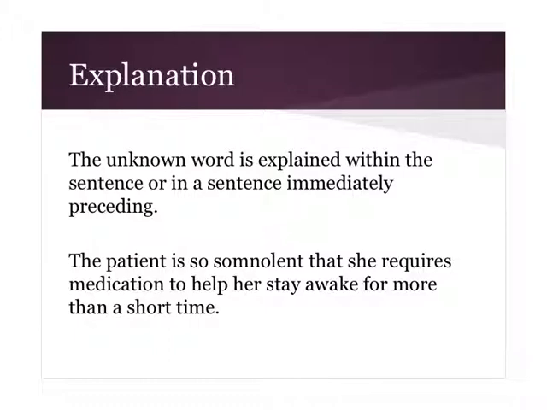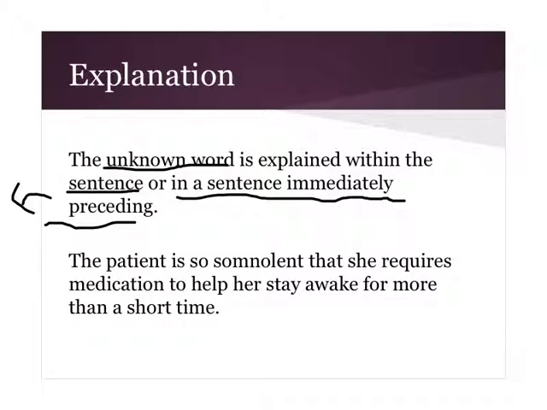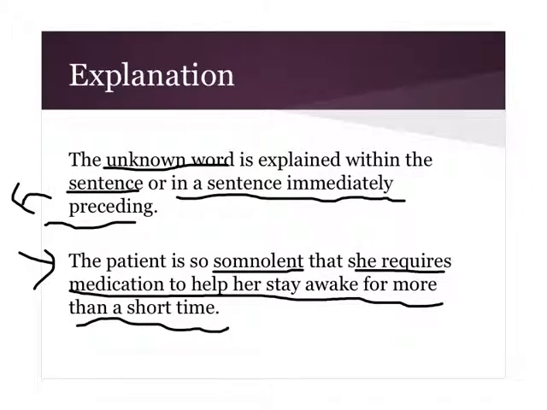Another strategy when using context clues is looking for an explanation. Here, the unknown word is explained right in the sentence, or perhaps in a sentence immediately preceding or coming before the unknown word. Let's look at the example. The patient is so somnolent that she requires medication to help her stay awake for more than a short time. If we are unsure of the meaning of the word somnolent, if we look further in the sentence, we see an explanation. She requires medication to help her stay awake for more than a short time. So what do you think somnolent means? Yeah, probably sleepy, sleeping all the time, not being able to stay awake.